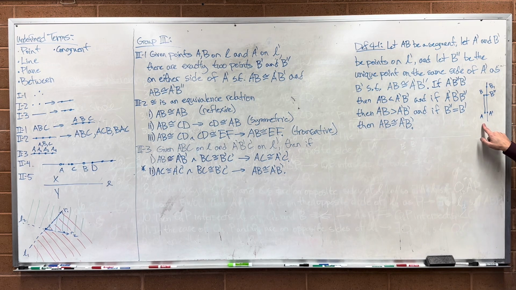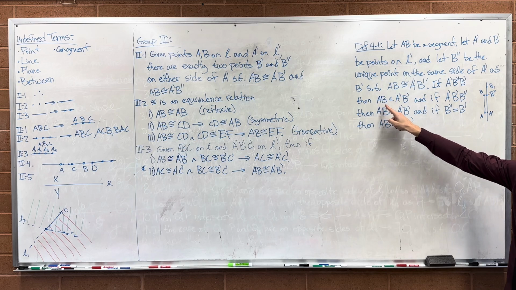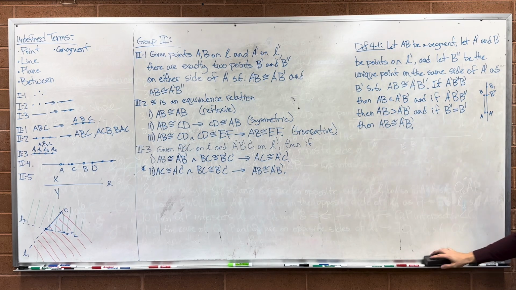So over here I have the case drawn out where AB is obviously less than A prime, B prime. How do you know AB is less than A prime, B prime? When we line it up and mark it off, B double prime was between A prime and B prime, so AB was smaller than A prime, B prime.